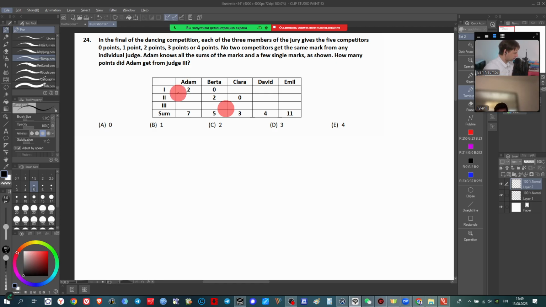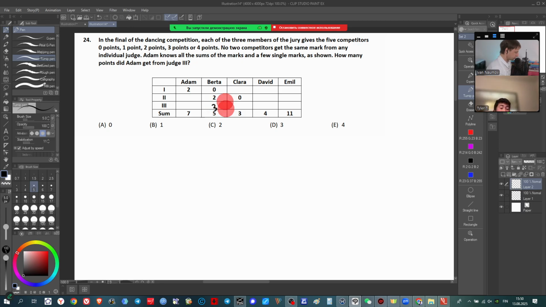Like they can't get the same mark as someone else from the same judge. Yes. So, for example, here all this should be different. But can you tell me how you solved it? So, did you fill this table with any numbers? So well, I just canceled out 3 first. Like Berta needs 3 from the third judge to get the sum 5. So I put 3 in Berta's. Yes, great. Okay, so it is our first step.